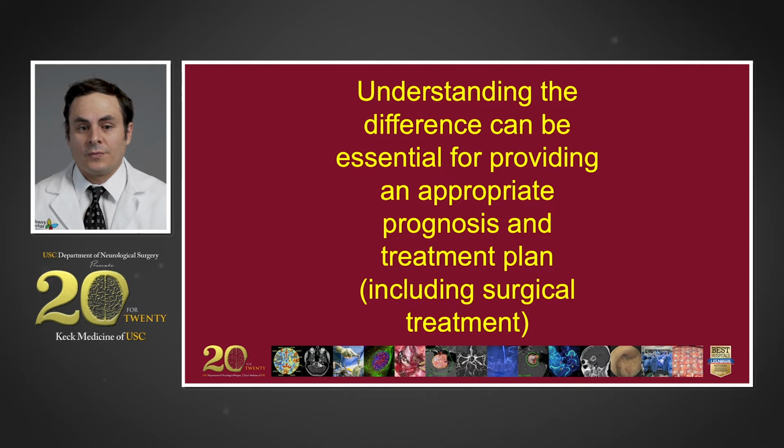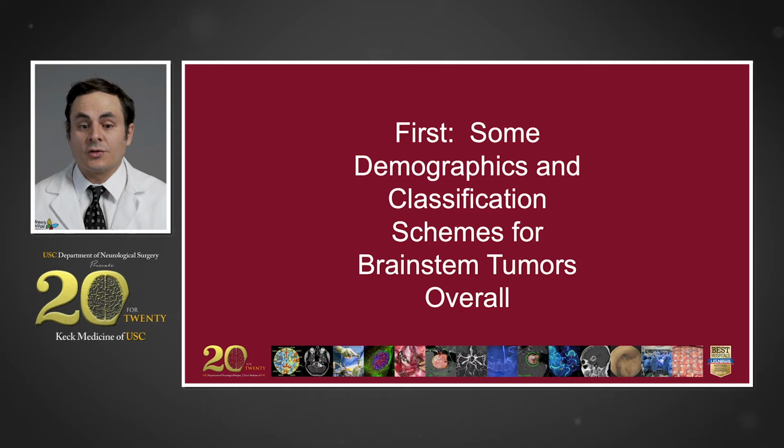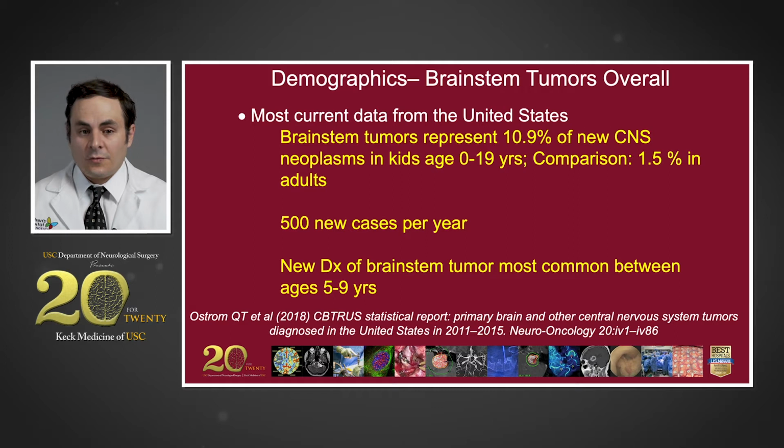First off, let's talk about some demographics and certain classification schemes for brainstem tumors in the pediatric population. From the most current data from the United States, brainstem tumors represent 10.9% of all new central nervous system neoplasms in kids aged 0 to 19. Just by comparison, these tumors of the brainstem make up 1.5% of brain tumors or central nervous system tumors overall in adults. There are approximately 500 new cases per year based on the most updated statistics in pediatrics, and a new diagnosis of brainstem tumor is most common between the ages of 5 to 9.